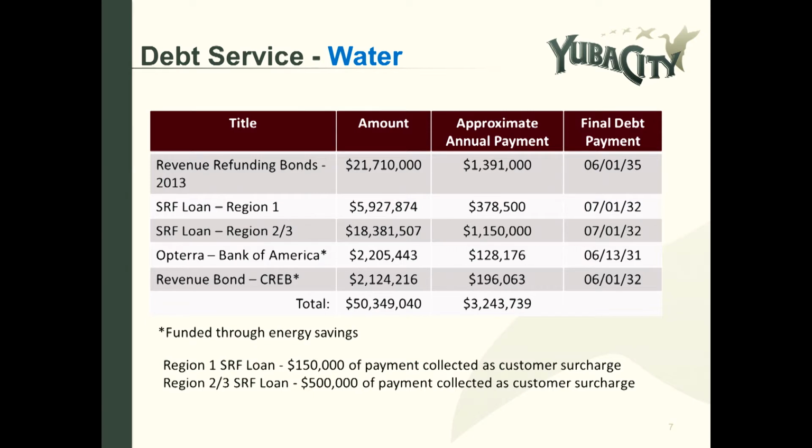And I want to note in this last year we've had basically two additions. One would be the Optera Bank of America loan, which at the water treatment plant was for the installation of solar panels. And so for this project, the debt service payment is paid through savings of electrical costs. And then the most recent is the California Renewable Energy Bond for a battery storage project at the water treatment plant, which will also be funded through savings.